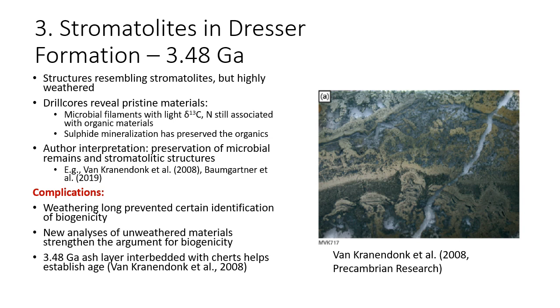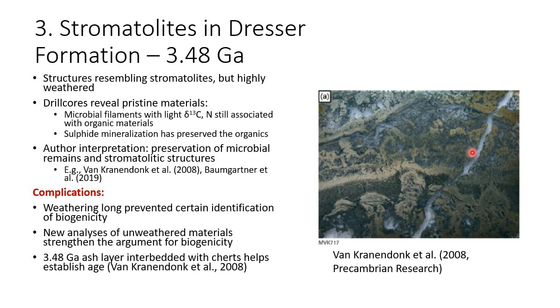Now, another example of similar age, also from Western Australia, is stromatolite-like structures in the Dresser Formation. The high degree of weathering had for a long time stymied more certain identification of biogenicity. However, more recent studies of more pristine materials recovered from drill cores here have allowed a closer study of these materials. So you can see these stromatolite-like structures in here.